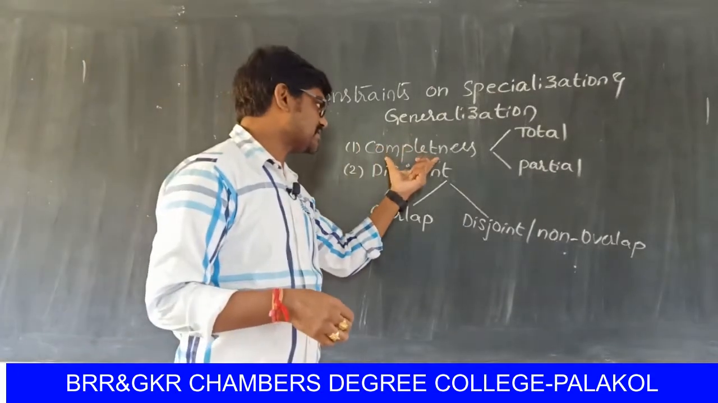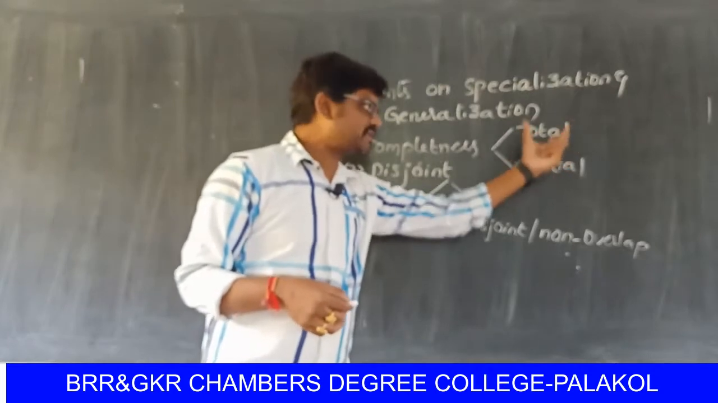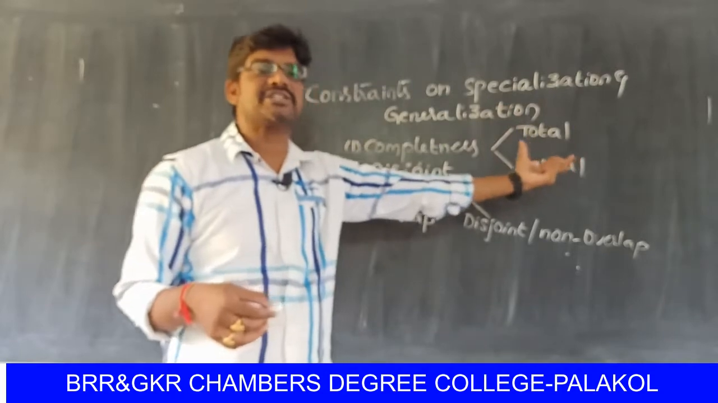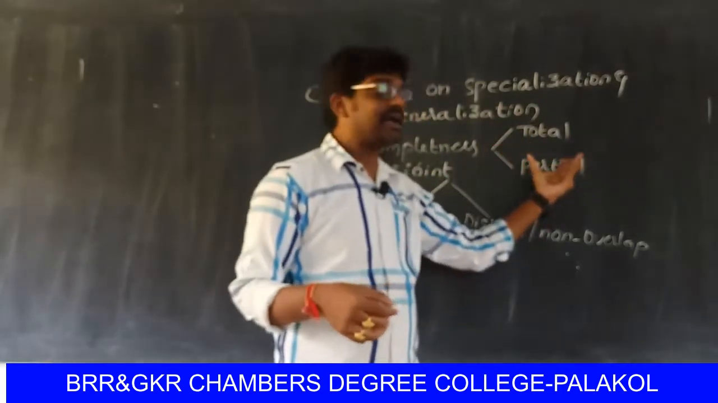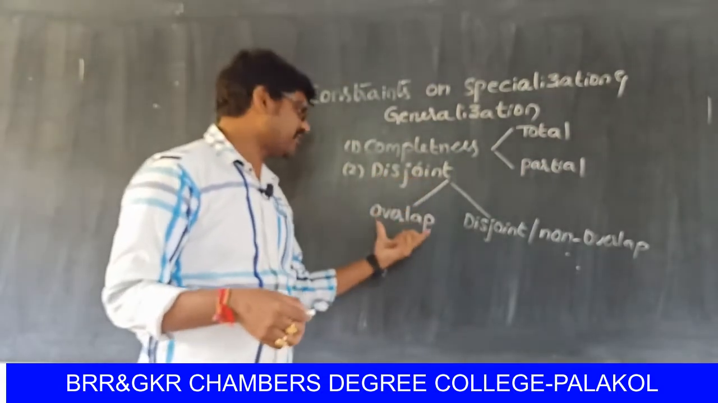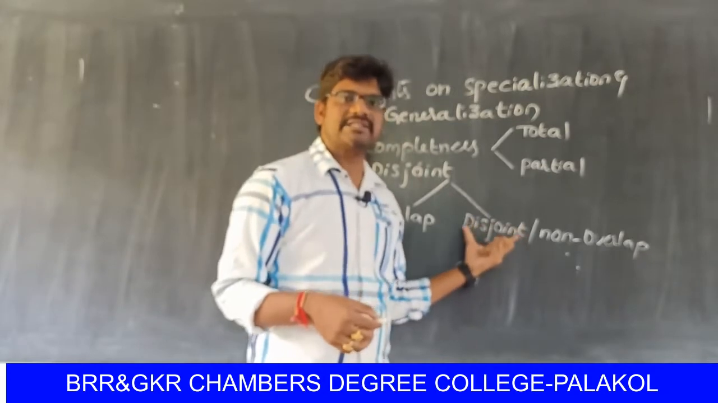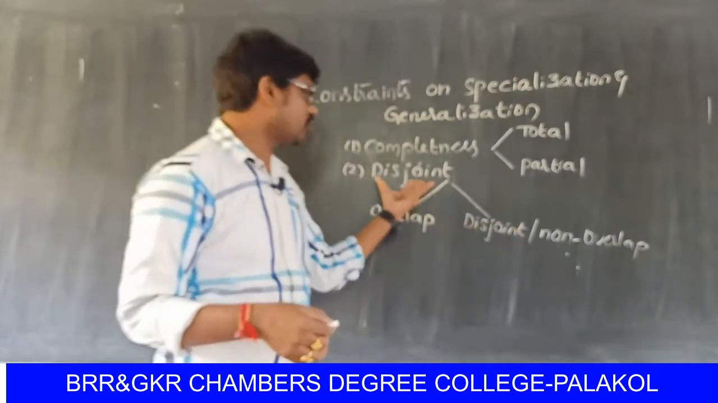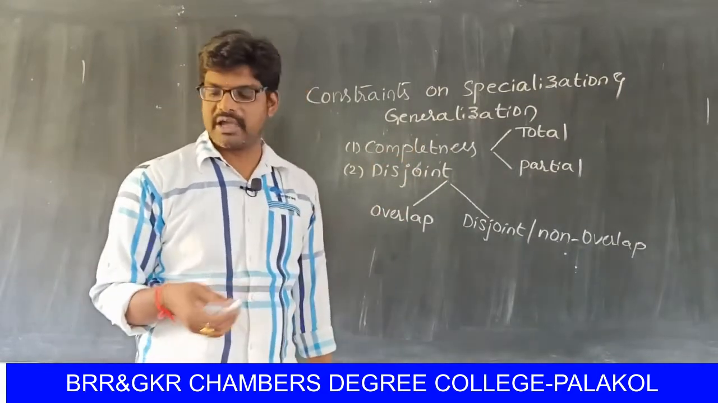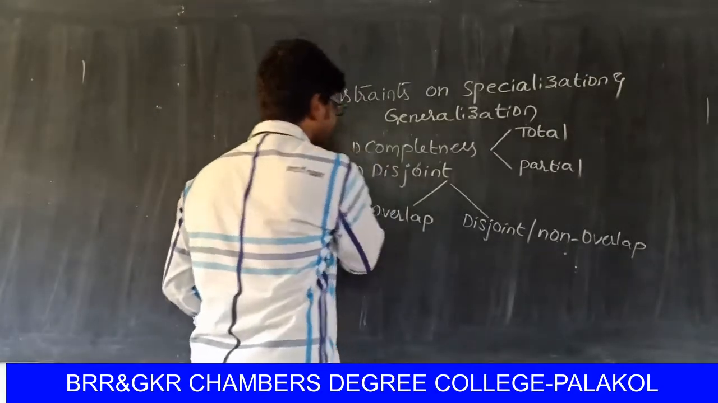So we have two constraints here: the completeness constraint and the disjoint constraint. The completeness constraint can be broadly classified into two types: total completeness constraint or total specialization, and partial completeness or partial specialization. And disjoint constraints can be classified into overlap or disjoint constraint. Let us discuss one by one. First we have to know about disjoint, and after that we will discuss the completeness constraint. So what is the meaning of disjoint constraint?